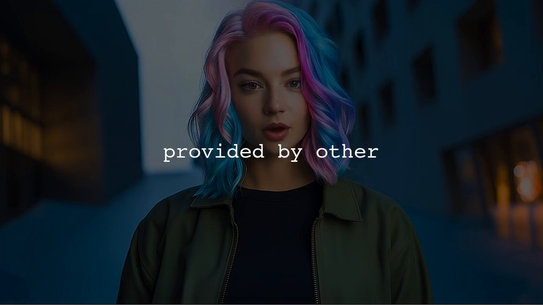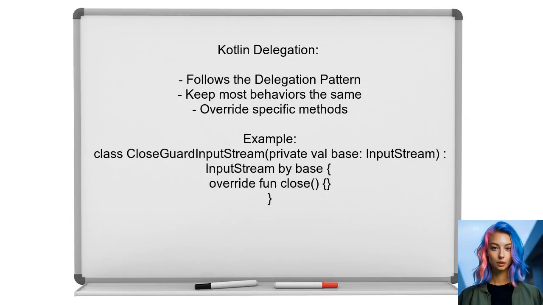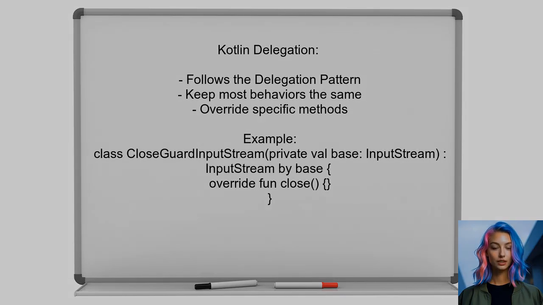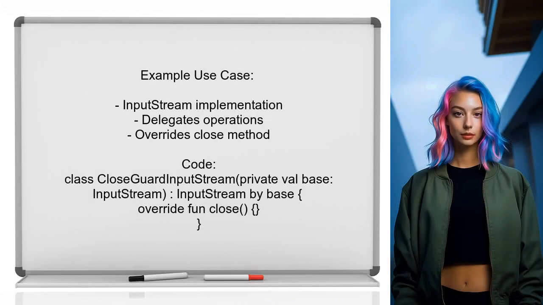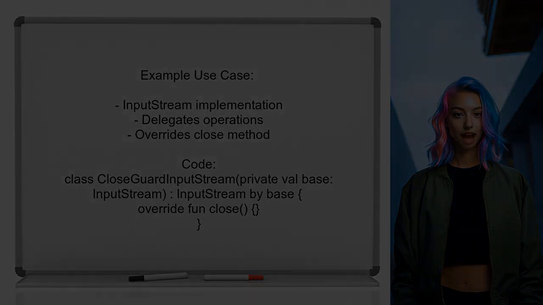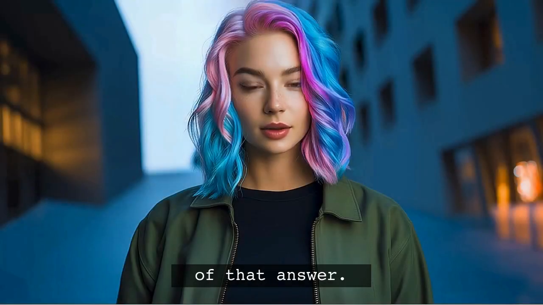Now, let's look at the answers provided by other users. This user explains that Kotlin delegation is useful because it follows the delegation pattern. This allows you to keep most behaviors the same as the target object while overriding specific methods to change their behavior. For instance, they provide an example of an input stream implementation that delegates all operations to another input stream, but overrides the close method to prevent closing the underlying stream. That's the end of that answer.